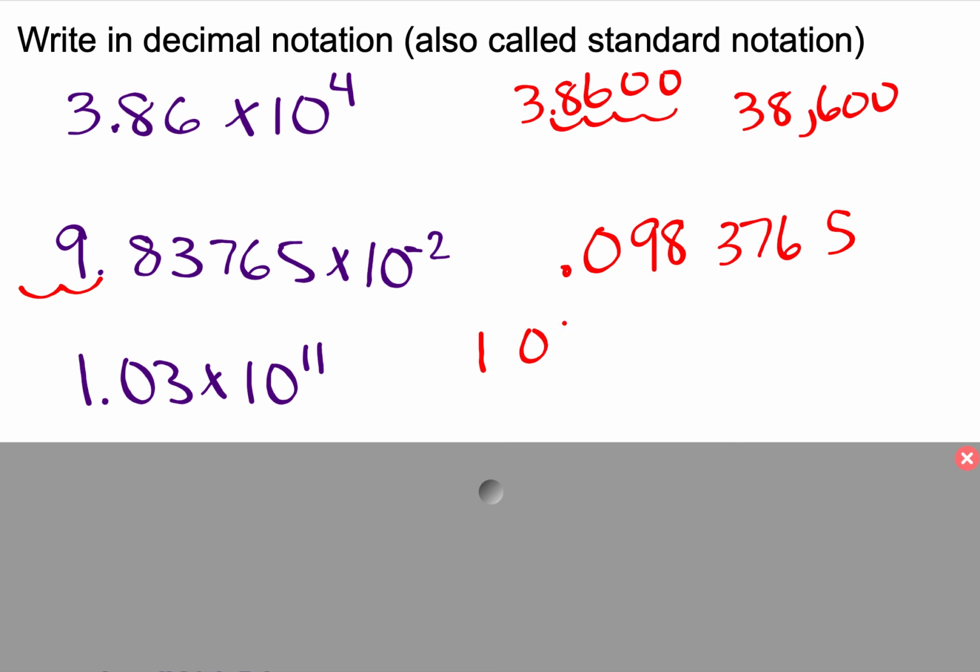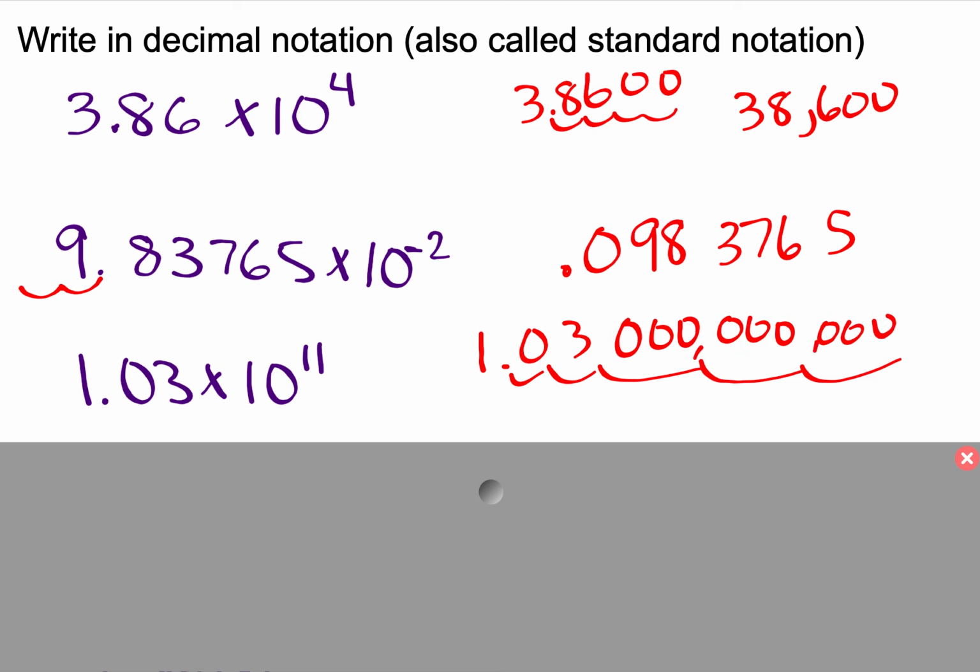Next example, 1.03 times 10 to the 11. I'm going to do the 1.03 and move it 11 times. 1, 2, and it's going to go 9 more times, which is 3 sets of 3. And that's a total of 11 times. It's 103 billion. It's a pretty big number.